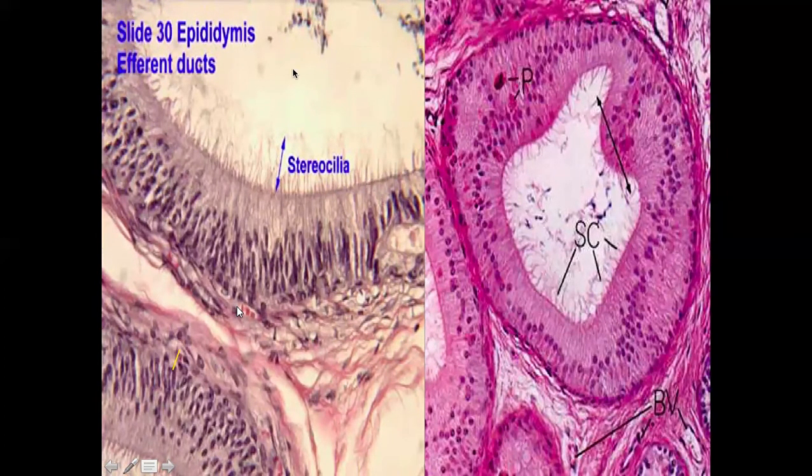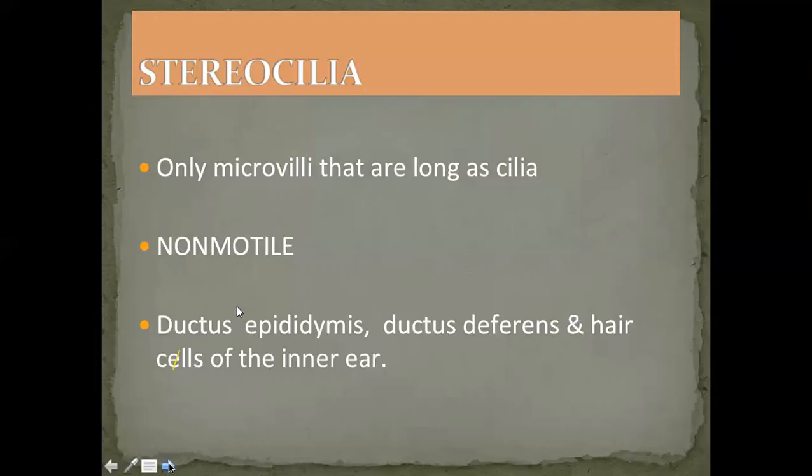Apical portion, lumen, basal portion. So, apical modification, we have stereocilia here. Stereocilia are the only microvilli that are as long as cilia. Compared to cilia, they are non-motile. So they are seen in the ductus epididymis and the ductus deferens, and they help the sperm to move. And they are also found in the hair cells of your inner ear.